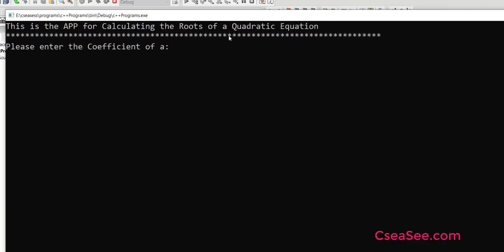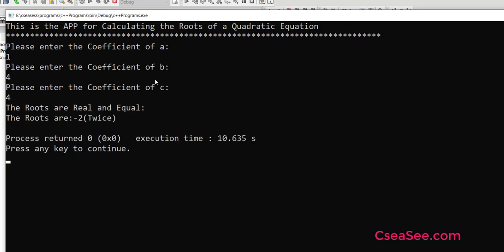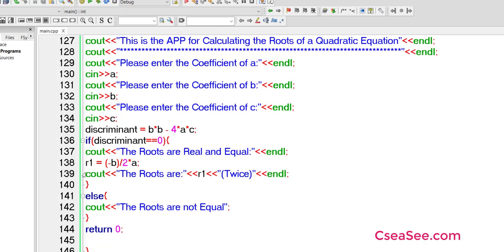So please, this is the app. Please enter the coefficient of A is 1, coefficient of B is 4, coefficient of C is 4. You see that I told you the roots are real and equal, the roots are negative 2 twice. X plus 2 times x plus 2, because x is equal to minus 2 is a root, but x plus 2 is a factor. So we will have to multiply the factor. When we multiply the factor, we would get x squared plus 4x plus 4. So that's about it.